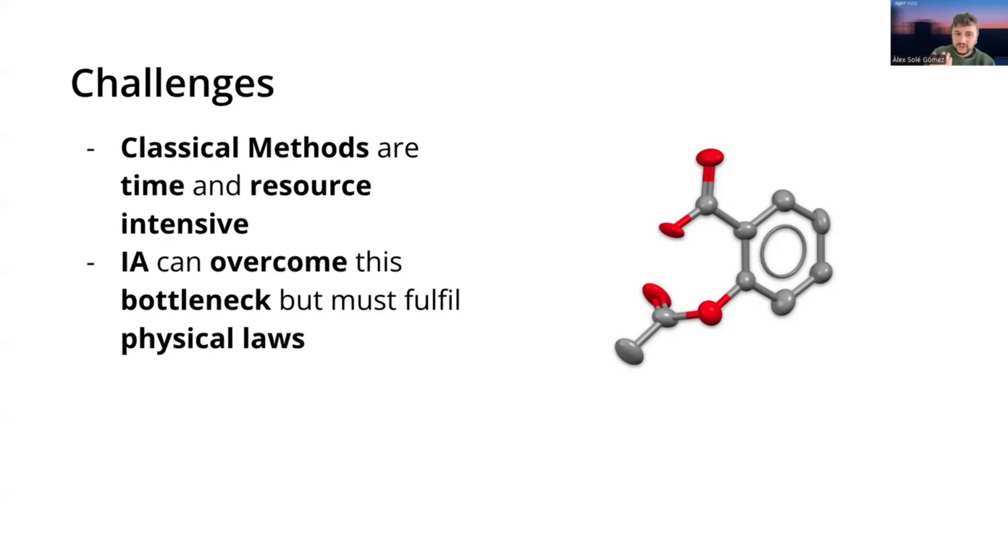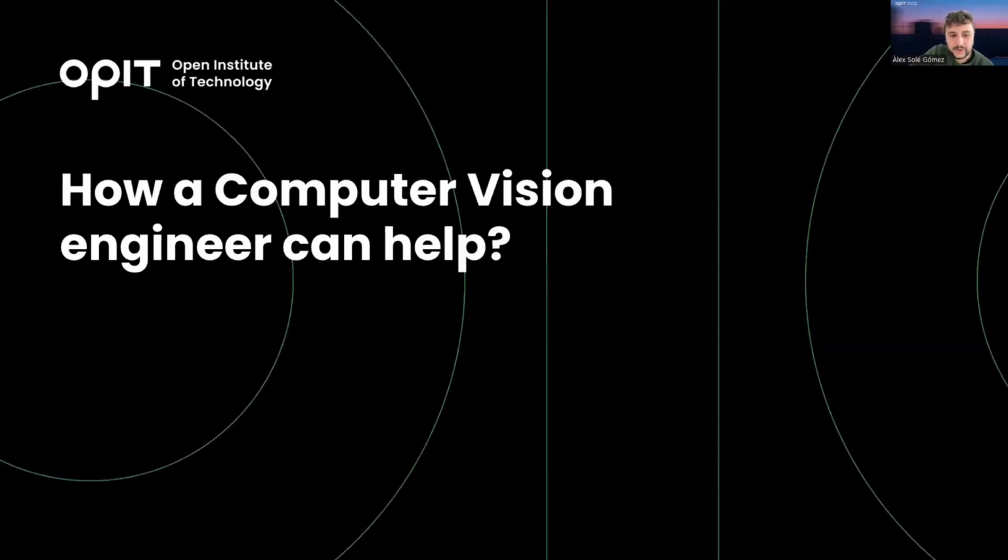So this is one of the main problems of this kind of artificial intelligence, that you need to somehow inform the model of the physical laws, so that it makes predictions based on them. And the most important question is, okay, how can a computer vision engineer help? Because at the end, I don't know anything about physics. I don't even know the periodic table. I feel super ignorant sometimes in my department.